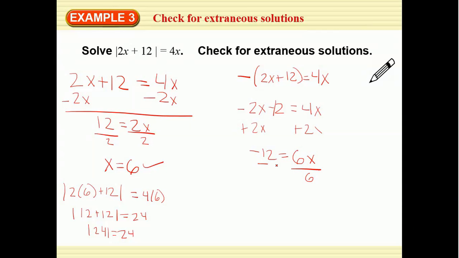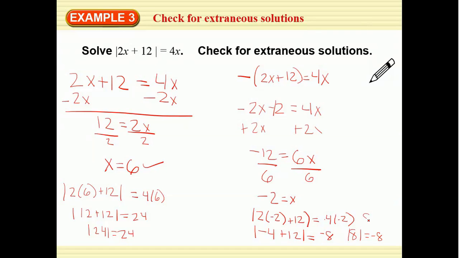Divide by 6. So that's negative 2 equals x. Let's plug that one in. So 2 times negative 2 plus 12 equals 4 times negative 2. Well, that's negative 4 plus 12, right? Equals negative 8. Negative 4 plus 12, well, that's just 8. So 8 equals negative 8.